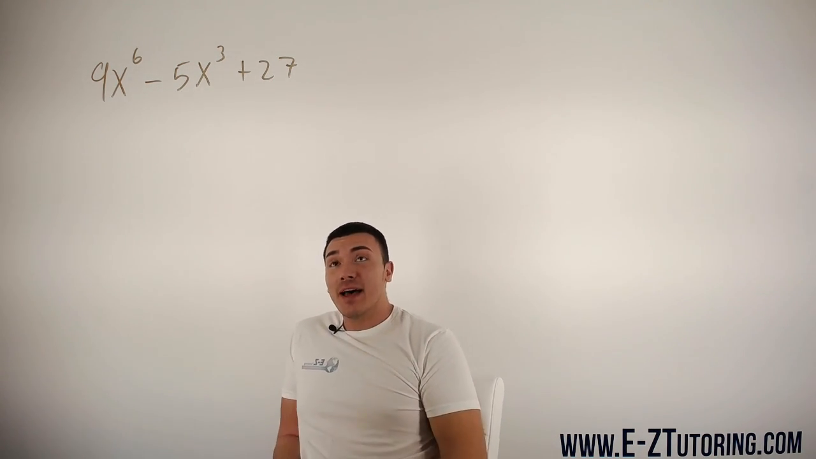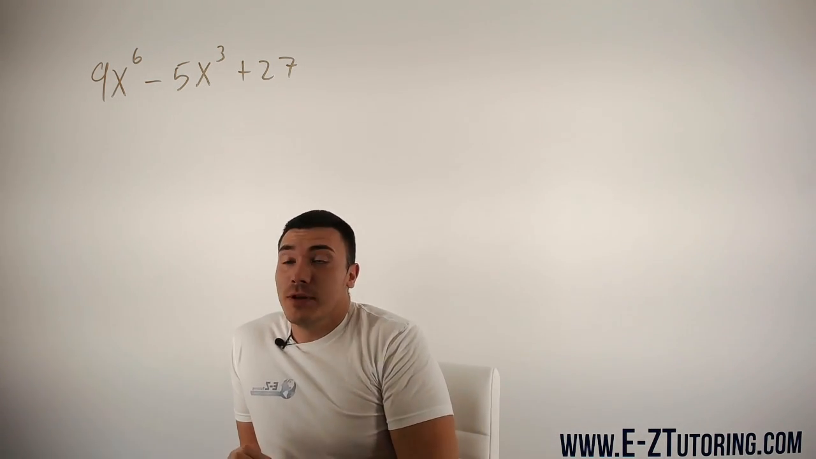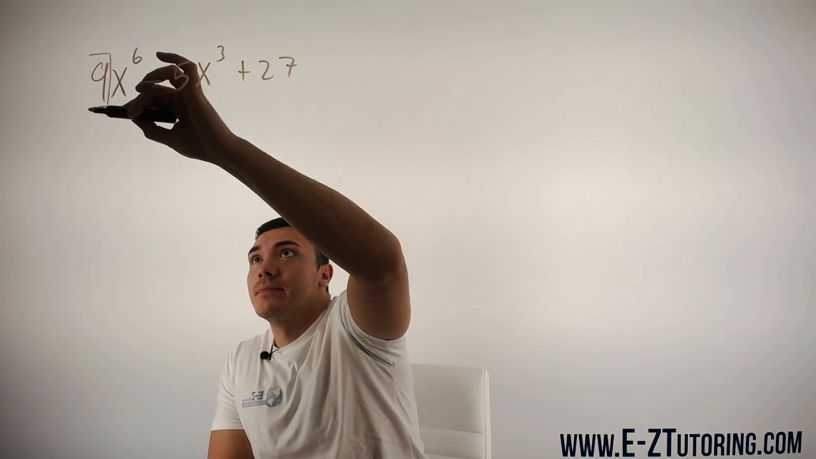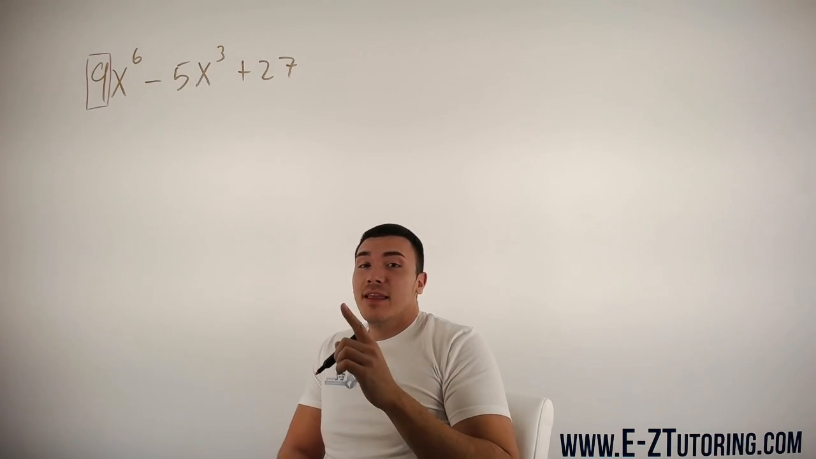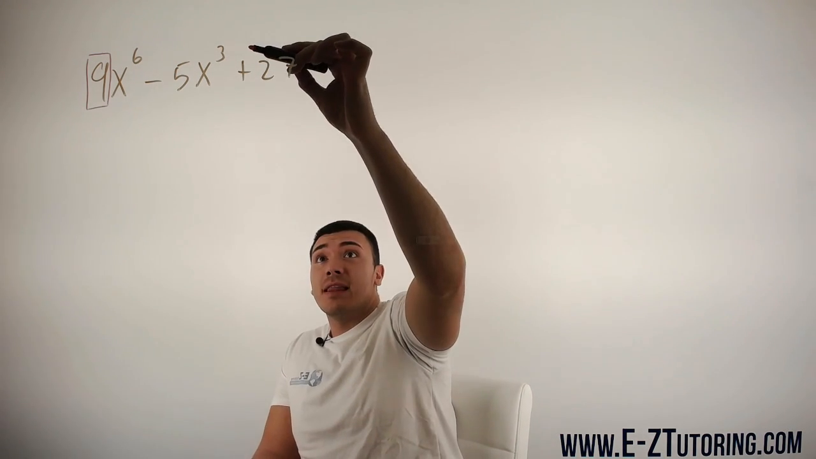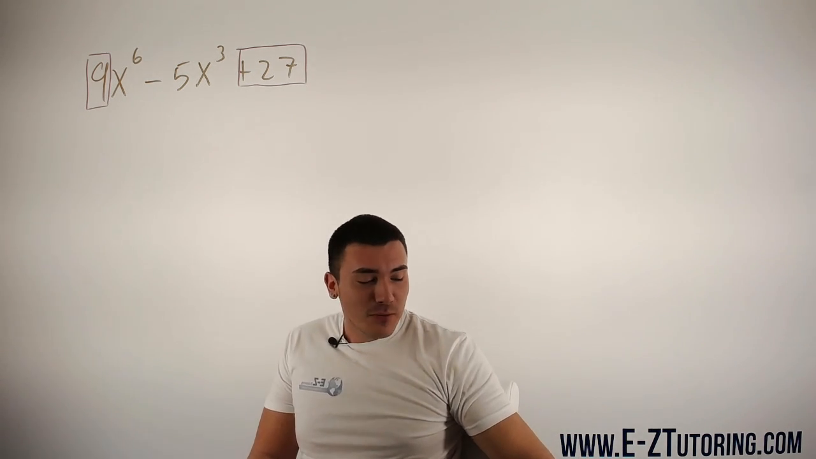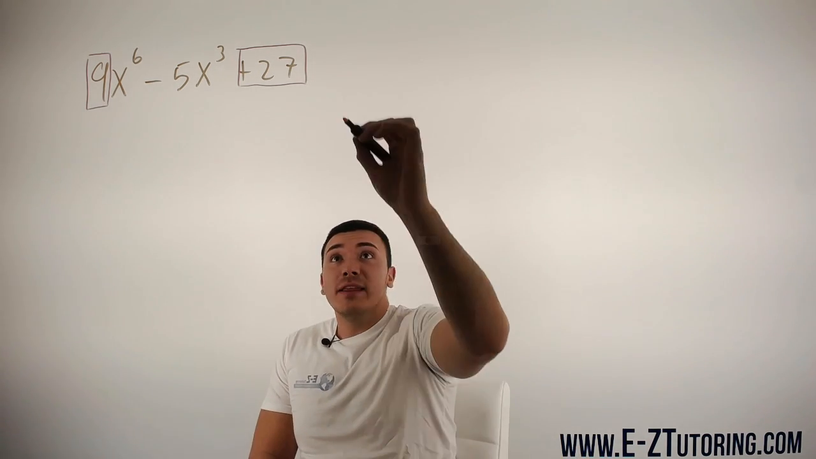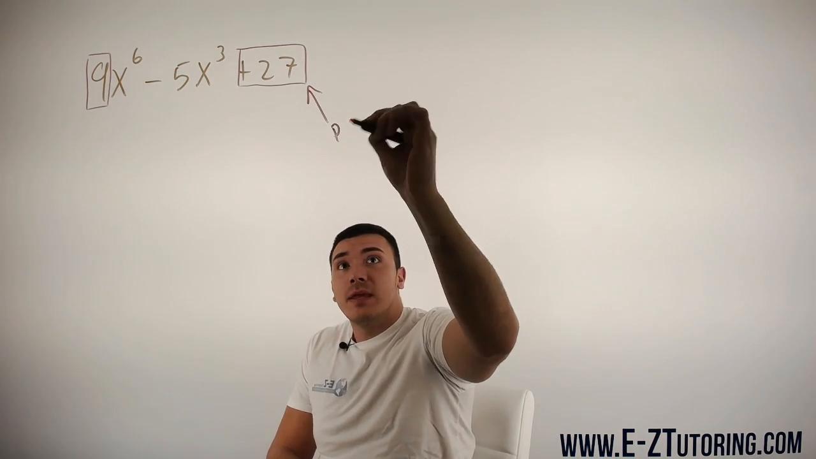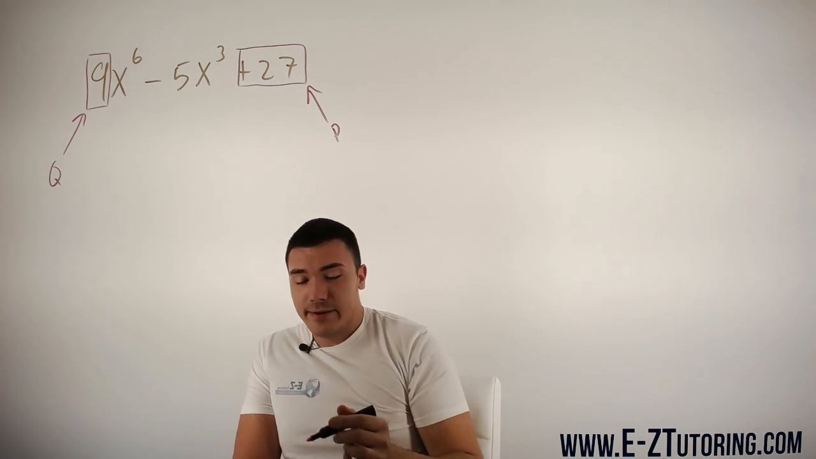When you're finding the possible zeros, all you need to look at is your leading coefficient, and our leading coefficient over here is 9. And you also need to look at the last constant that you have, the one with no x, and the last number over here is positive 27. So these are the two numbers that we need to look at. The 27 is going to be our p-value, that's what we call it, p. And our 9, our leading coefficient, is going to be our q-value.